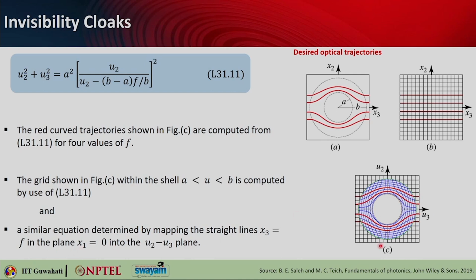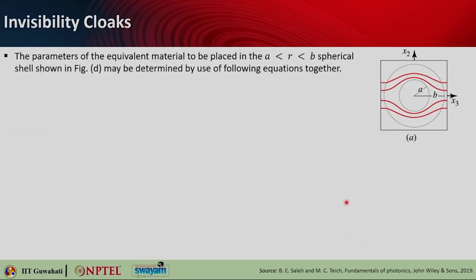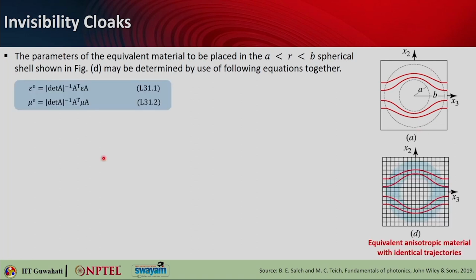Okay. So, you can also think of a similar kind of mapping for x3. So, x3 equals f is this one, and you can think of putting this on this plane. So, that is how you are getting these curved grids. Now, once you know the transformation, the parameters of the equivalent material to be placed in this spherical shell will be determined by these equations.